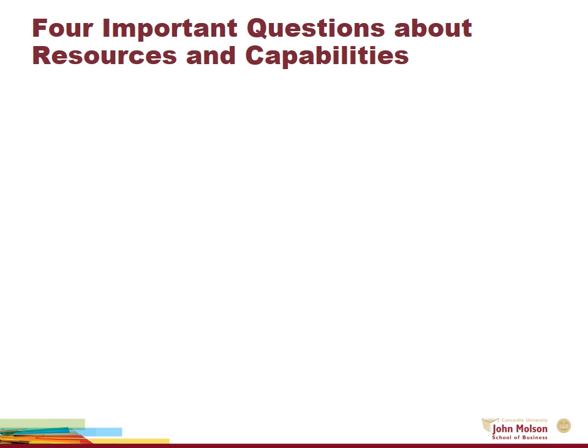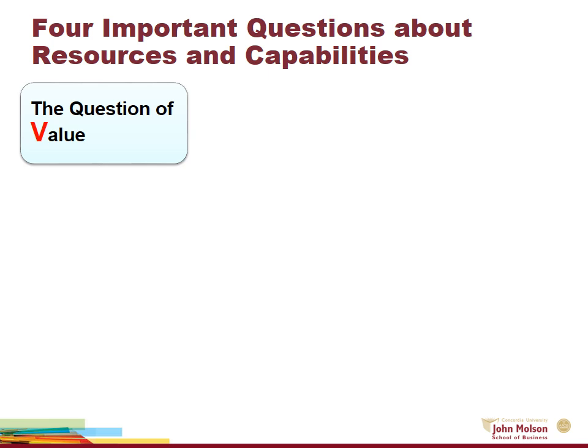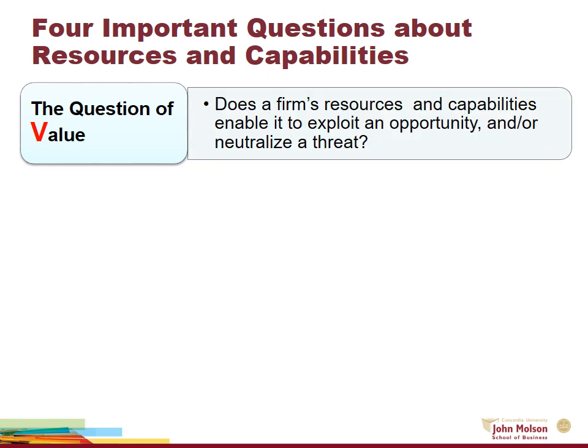So there are 4 important questions that an organization should ask itself concerning the resources and capabilities. The first one is the question of value. So do the organization's resources and capabilities enable the organization to exploit an opportunity and or neutralize a threat? So is this resource helping the organization in such a way that the organization can either exploit an opportunity or neutralize a threat? So that's the first question to ask.